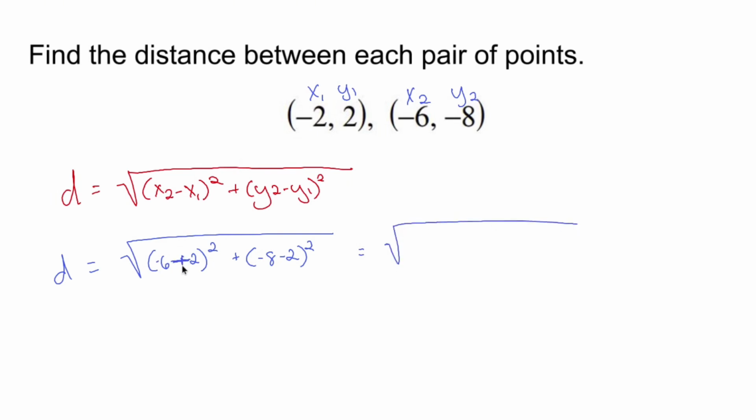Double negative becomes a positive. So negative 6 plus 2 is negative 4. Negative 4 squared. Plus negative 8 minus 2 is going to be negative 10 squared. Simplify that a little bit. 16 plus 100. Negative 4 times itself is 16. Negative 10 times itself is 100. You become the square root of 116.